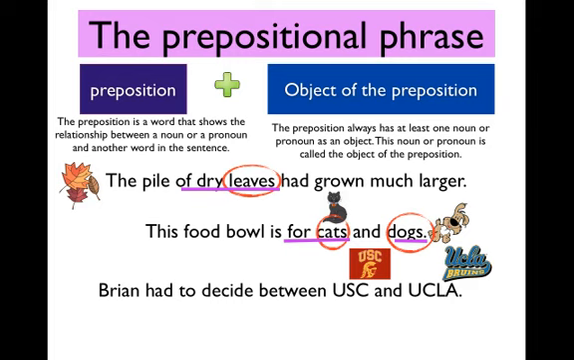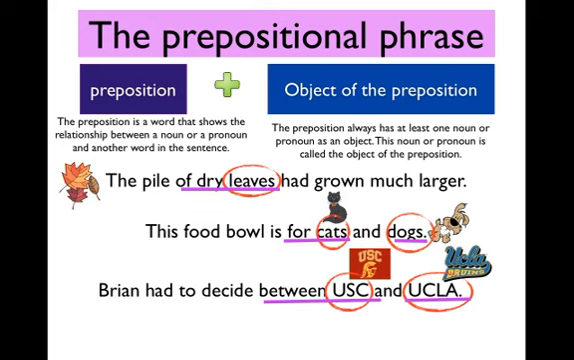Here's another example. Brian had to decide between USC and UCLA. Way to go, Brian. Those are both great schools, but I would definitely choose UCLA because it is clearly the better school. I mean, come on, it's the best school in the world. So, between USC and UCLA is the prepositional phrase. Between what? USC, UCLA. That's why between is the preposition, and USC and UCLA are the objects of the preposition. So once again, we have two objects of the preposition here.